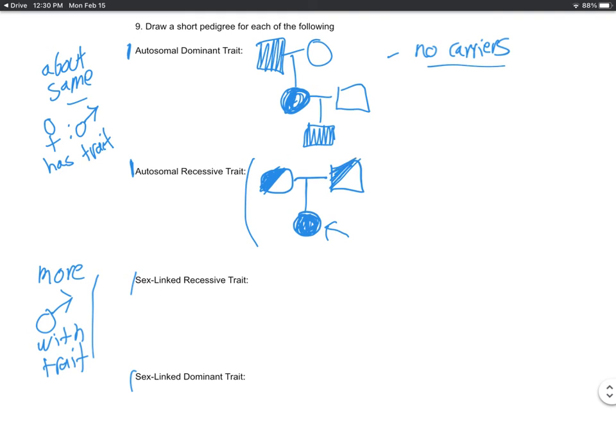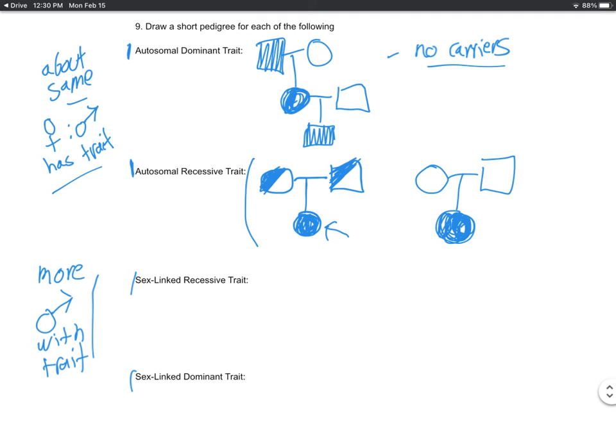And then again, for the autosomal recessive traits, we would see cases where, again, like this, where neither parent has the trait, but the child does. And we would also expect to have, again, an approximately even sex ratio of males to females with the traits.